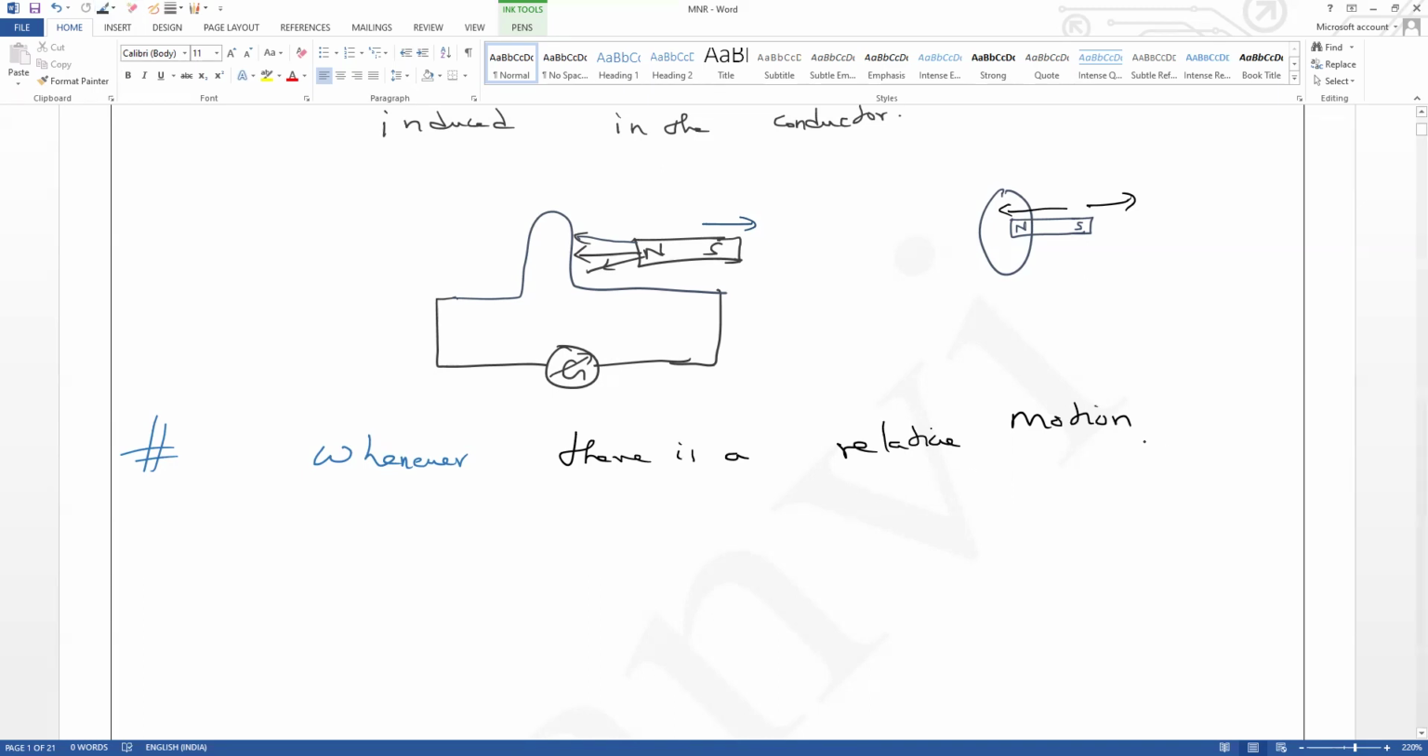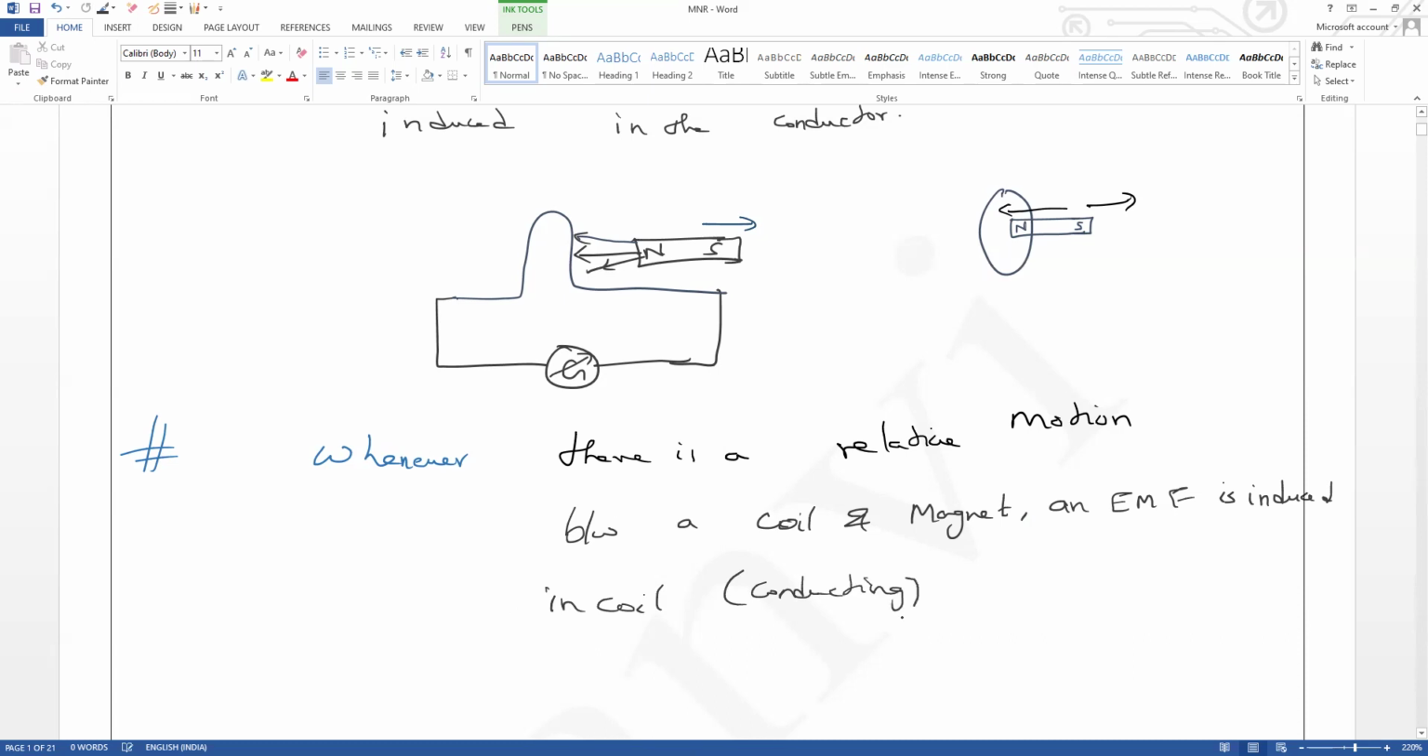Whenever there is relative motion between what, everybody? Between two things: a coil and a magnet. Then what is generated? An EMF is induced in the coil. Meaning the coil becomes conducting, so current is induced in it.